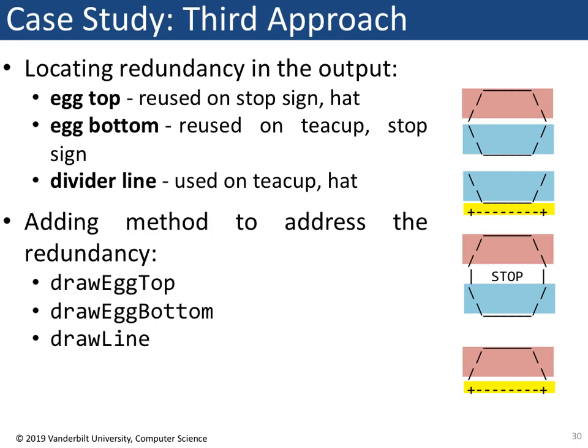So now we have finally identified all the pieces which could be drawn similarly. So notice in red we have the top arc, or the egg top we're calling it. In blue we have the egg bottom, and then in yellow we have the divider lines. So if we can write methods to perform each of these three tasks, egg top, egg bottom, and divider line, we will be able to remove the redundancy from the program.